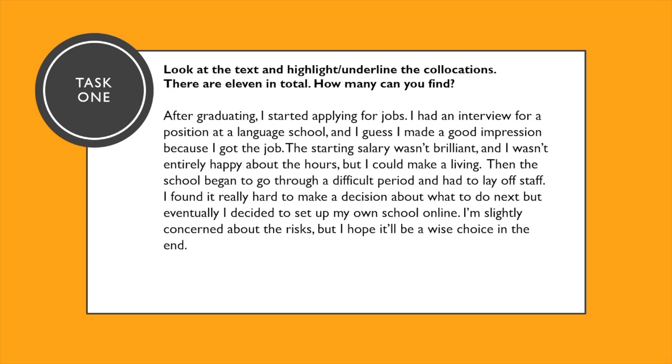Let's start with a short warm-up task to revise the material that we covered in the previous video. Look at the text and highlight or underline the collocations you can find. There are 11 in total. Okay, if you would like to make a note, there are 7 verb-noun collocation combinations, there are 2 adjective-noun combinations, and there are 2 adverb-adjective collocations. So pause the video and press play when you're ready to review.